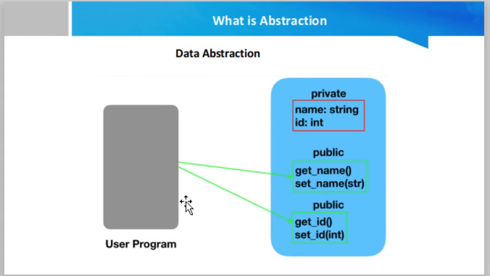For example, this is the user main program, and here the data, like the integer id and the name, are private, so the user program cannot access this data. The methods like get name, set name, get id, set id, etc., are public. So data abstraction means the data is hidden because it is private, so this program cannot access the data, but it can access the methods. This is the example of data abstraction.